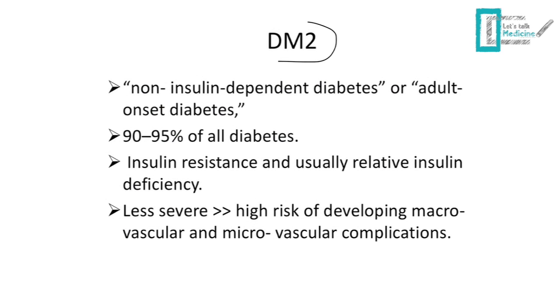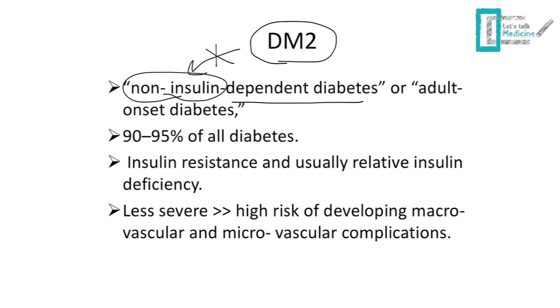Let's talk now about diabetes type 2, previously called non-insulin dependent diabetes, which is not correct anymore. A good number of type 2 diabetes patients will need insulin as part of their management plan at some point in life. Also, they used to call it adult onset diabetes, which is not correct anymore. As we said, both types of diabetes can occur at any age.